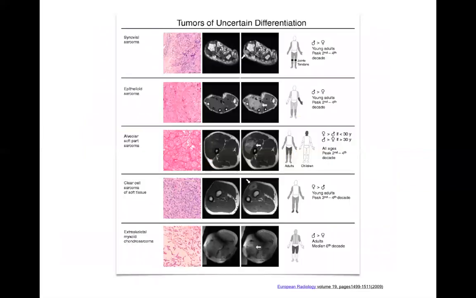These are a few tumors, we'll quickly touch upon them. The tumors of uncertain differentiation: synovial sarcoma, epithelioid sarcoma, alveolar soft part sarcoma, clear cell sarcoma, and myxoid mesenchymal chondrosarcoma.